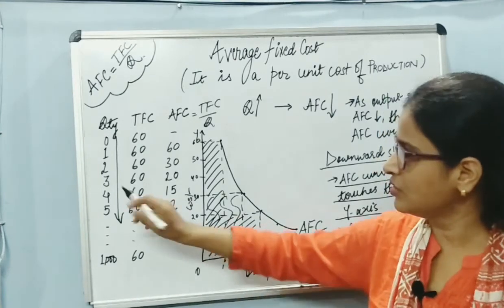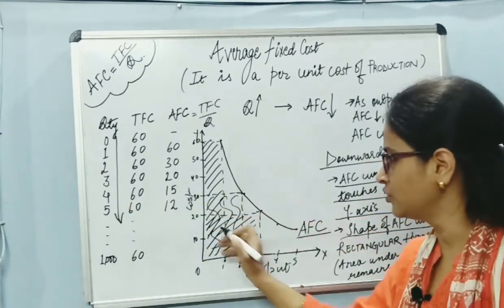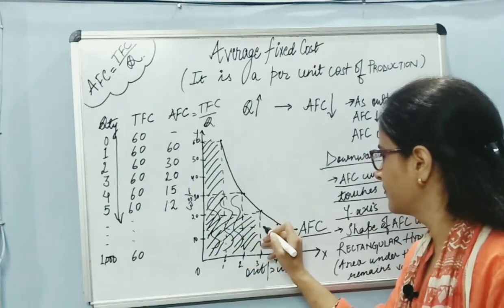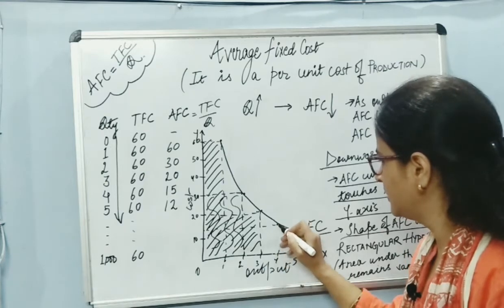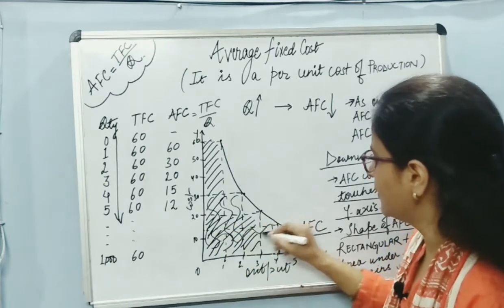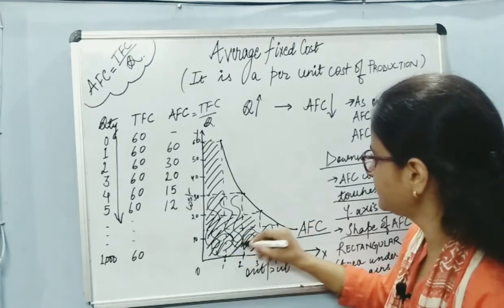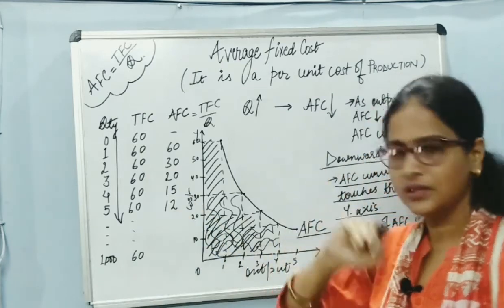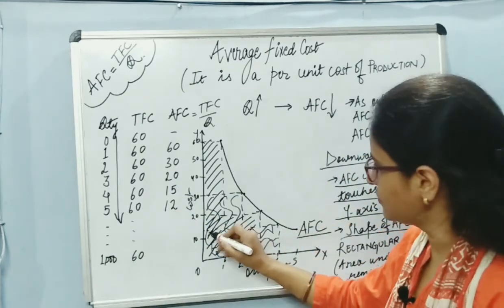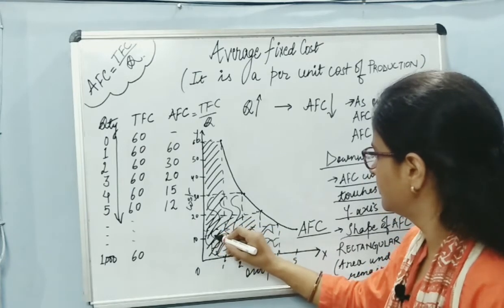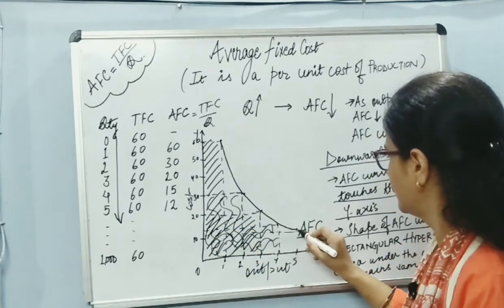When your output is 4, it is 15. So join this also. One rectangle. One more rectangle is here. When it is 5, your AFC is 12. So join from here also.